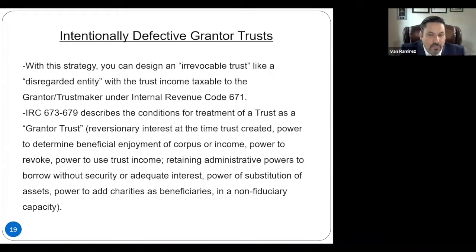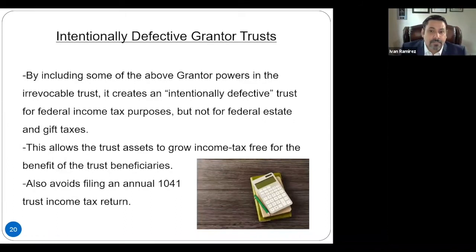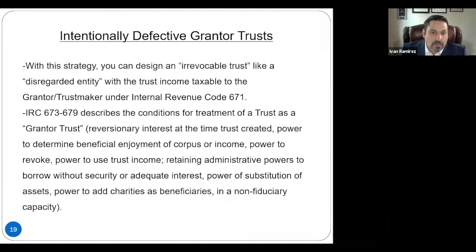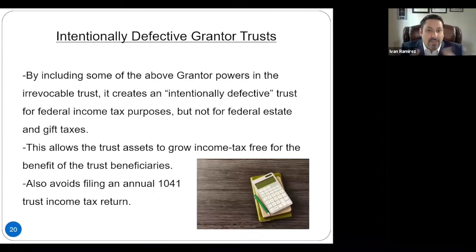Again, when we design the trust, we insert some of this language to make sure that it qualifies as a grantor trust, okay? But we have to balance that out with asset protection. We have to balance this out with estate planning and estate taxes. So we have to be very careful when we insert this language so it qualifies as a defective grantor trust, all right? By giving the grantor these powers, the power to revoke, the power to determine who uses the trust income, reversionary interest, the power of substitution of assets, as long as they have these powers, then it qualifies as a grantor trust for income tax purposes.